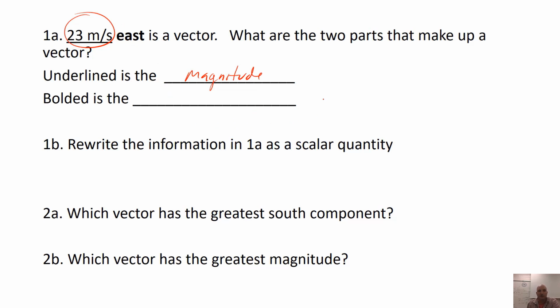Often on the E-class quizzes, if you're taking those with me, I'll ask for the magnitude where I say, give me that number, give me the unit in the second blank, but don't worry about the second part, which here is bolded, and that's just going to be the direction. Okay, so if I was going to rewrite this information as a scalar quantity, I'm just going to take that first part. So 23 meters per second would be an example of a scalar quantity because a scalar quantity only has magnitude.